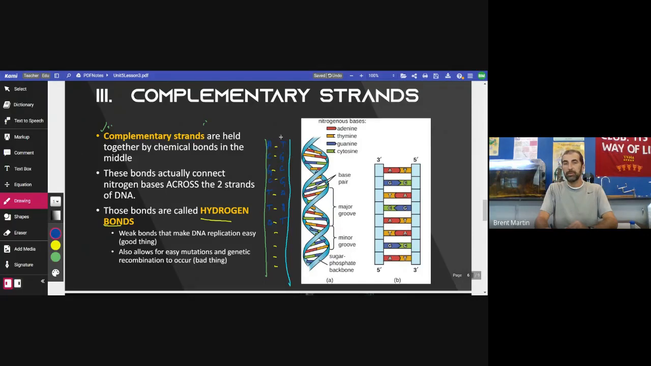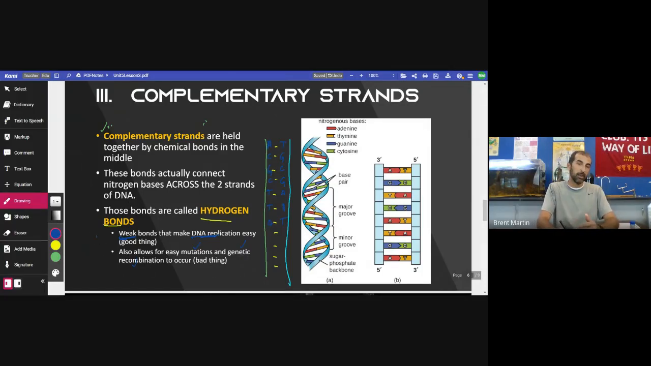But just make sure you know that between every nitrogen base pair, there is a bond connecting them, and they are called hydrogen bonds. They are very weak. It makes DNA replication easy. That's a good thing. A bad thing is, due to the fact your DNA and genes can break apart so easily, you can end up with a bunch of mutations due to being exposed to X-rays or UV rays, or you could have some genetic recombination occurring, right? So that's the bad side.